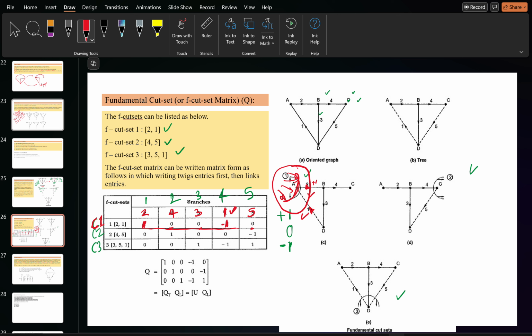Okay, so for C1 I have given. Try to find it for C2 and C3 at home. I will save the slide. Try to find it out and make the cut set matrix yourself. Okay, it's for C2 and C3. Okay, any doubt?